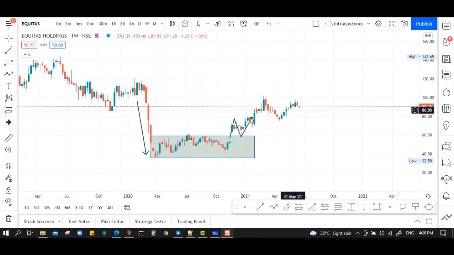So now I want you all to focus on the drop base rally pattern. Open your charts and try to look for these patterns in the market. You should master them, otherwise you will definitely have a difficult time trying to understand the whole strategy, which we are going to discuss in our next videos.